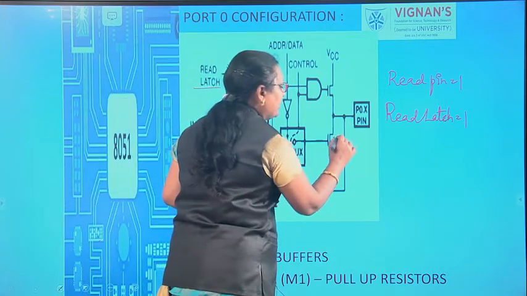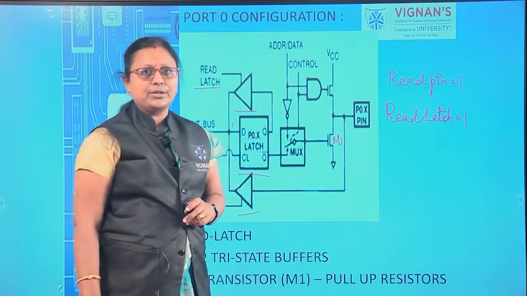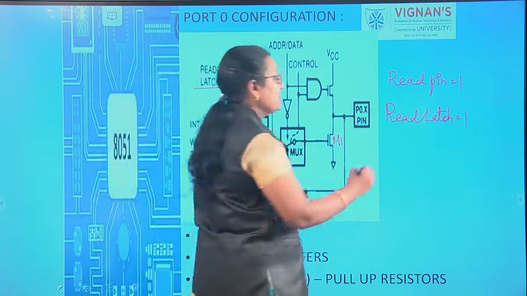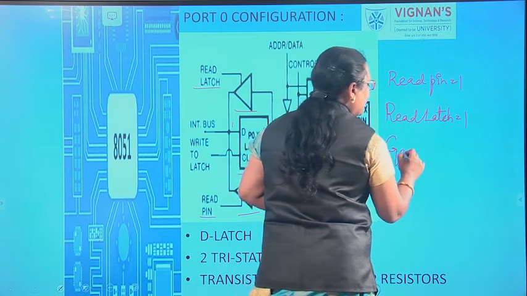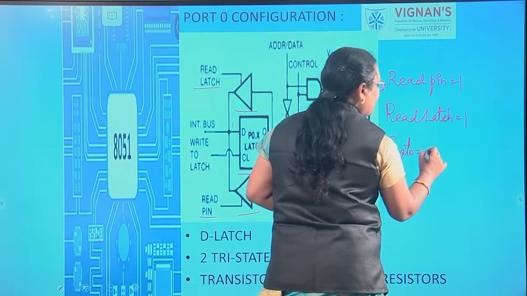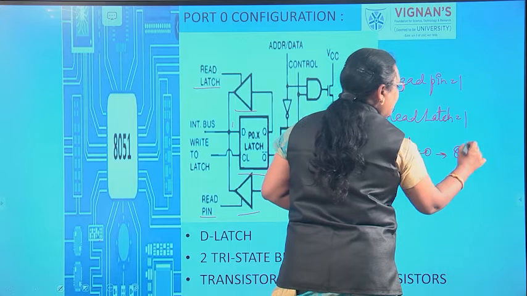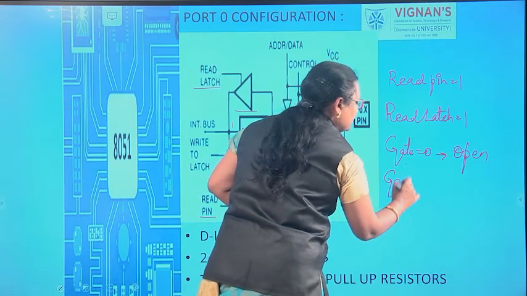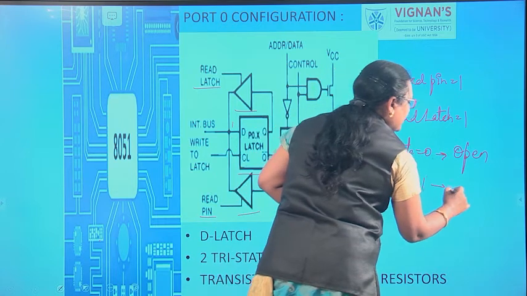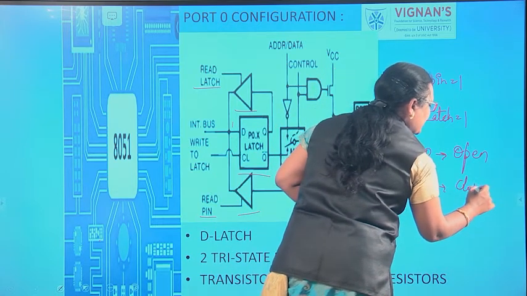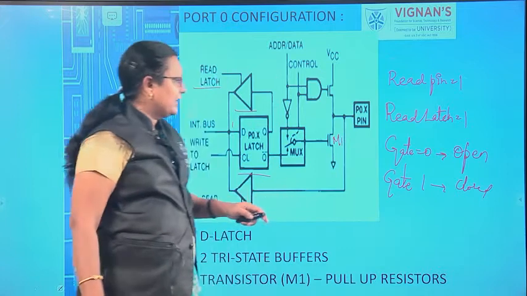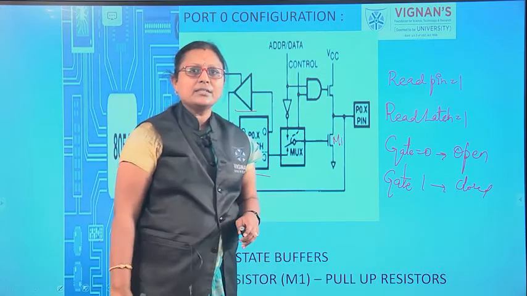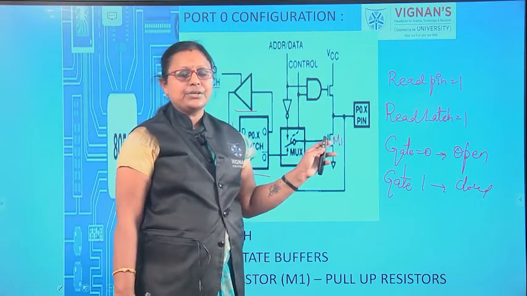And we have one transistor accommodated over here. This transistor is used as a gate. If this gate value is equal to 0, then automatically it will act as an open circuit condition. If this gate value is 1, then it will act as a closed circuit condition. For that purpose we are using this M1 as a transistor.